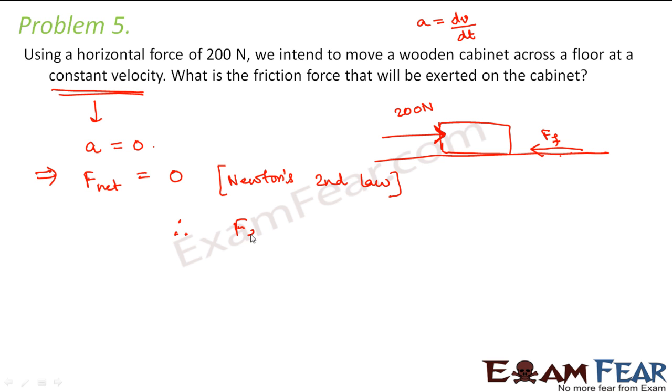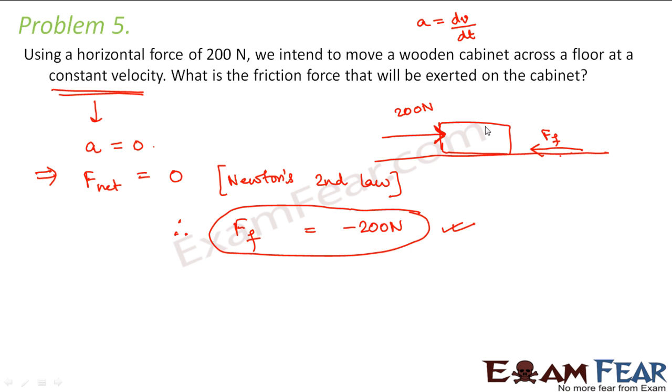Therefore, the frictional force should be equal to minus 200 Newton. That means it has to be equal in value to the applied force, and at the same time it should be in the opposite direction. So in that case what will happen? The net force on this cabinet would be 0. As a result, the acceleration of this cabinet would be 0, because of which it can move with a constant velocity.